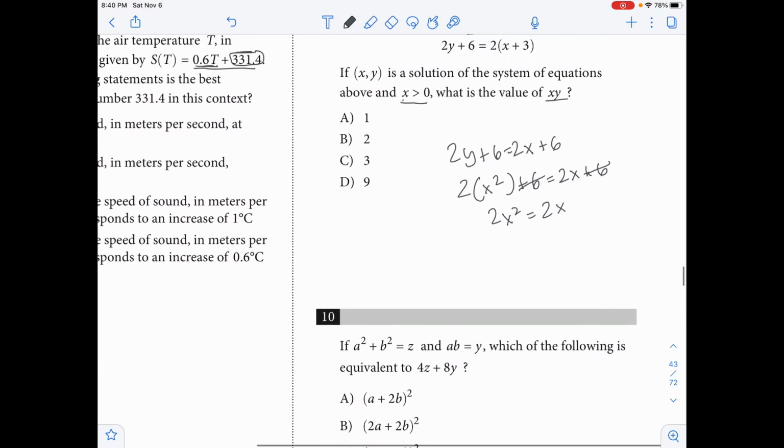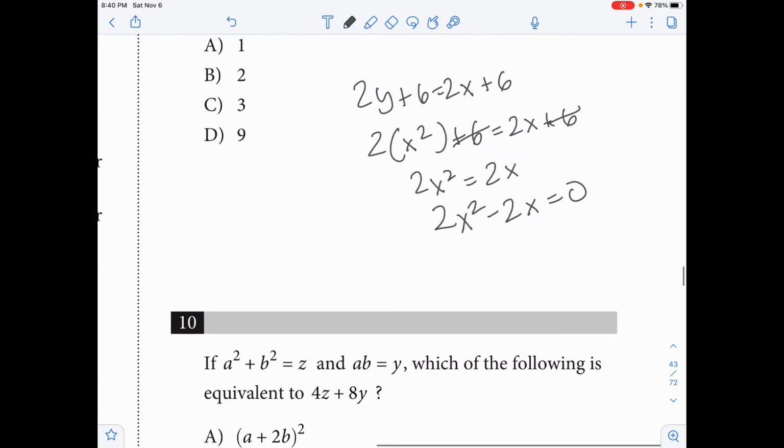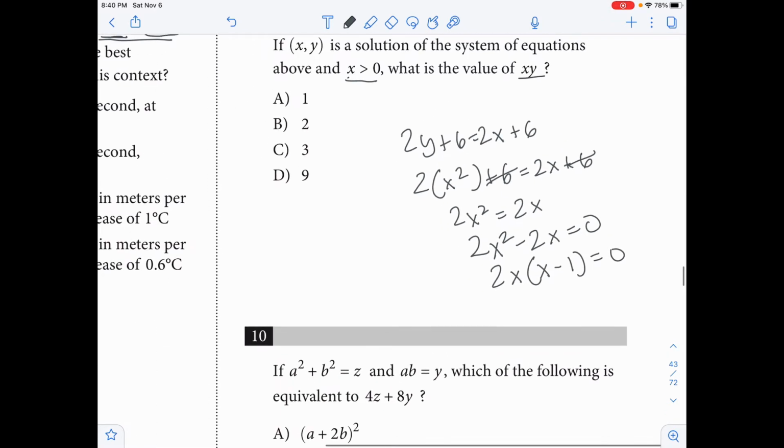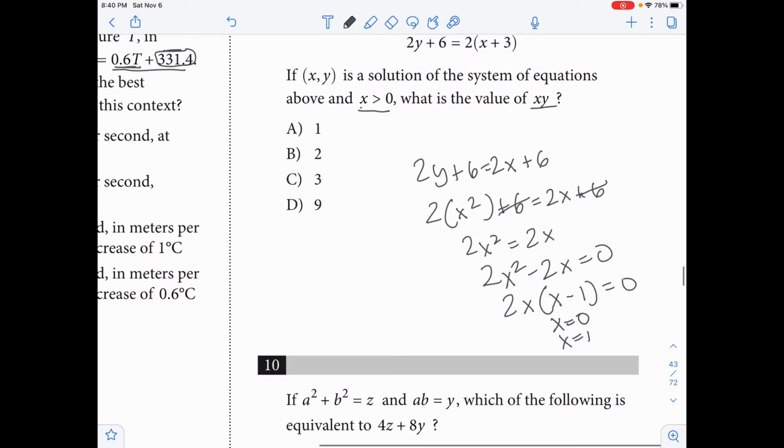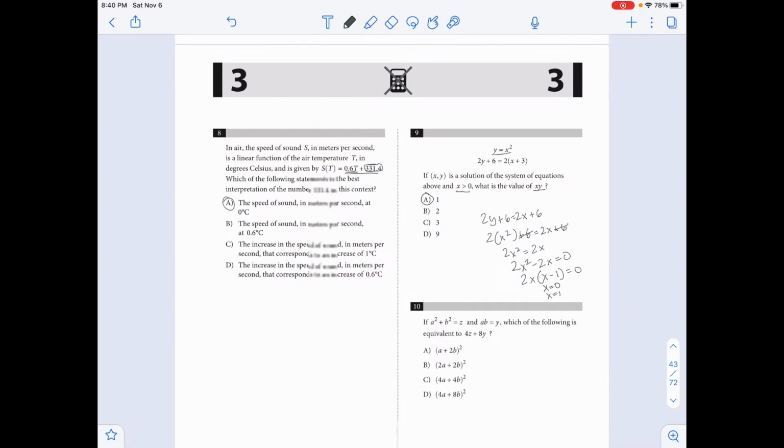So 2x squared minus 2x equals 0. So 2x and then x minus 1 equals 0. So solutions are 0 and 1 if you factor them out. But in this case, x has to be greater than 0, so therefore answer is A.